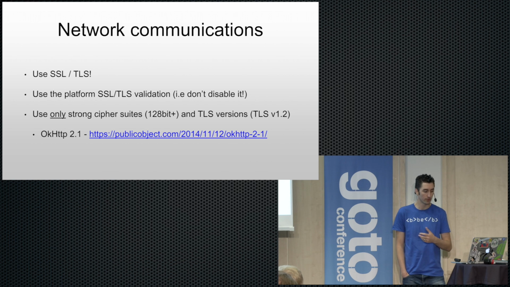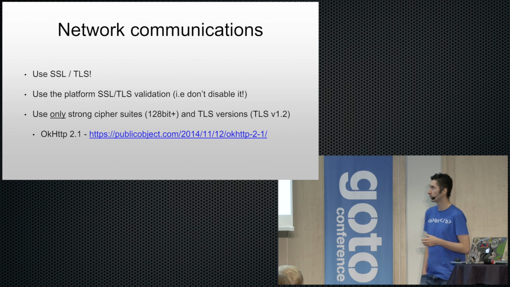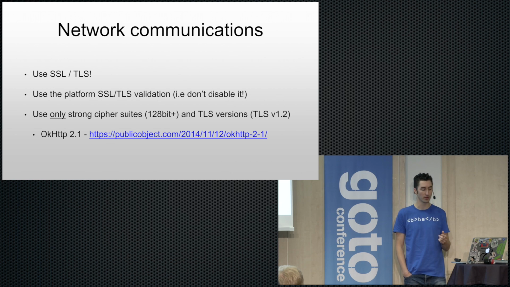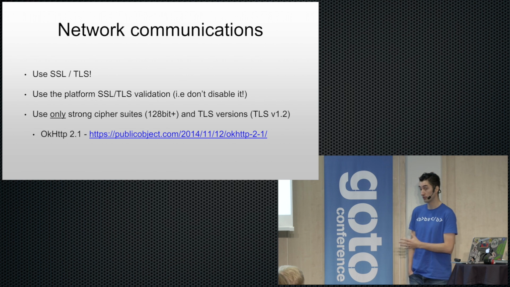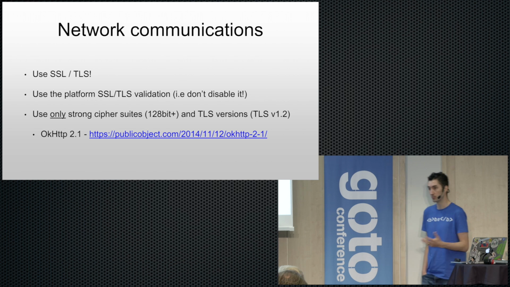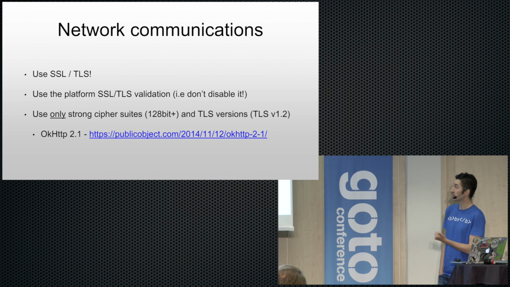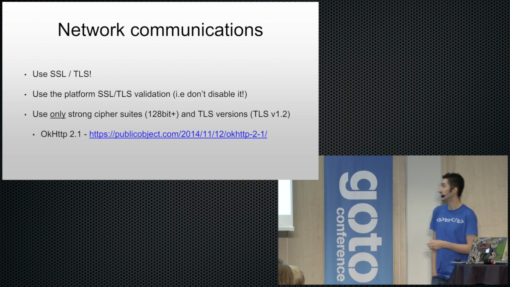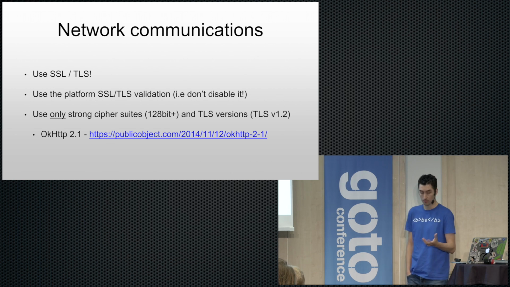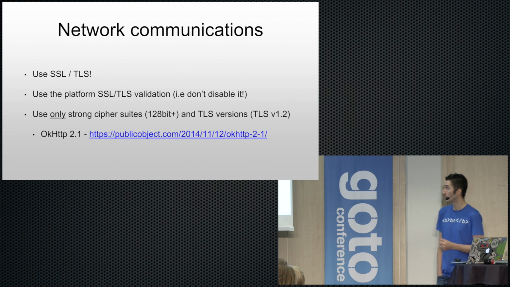I thought I'd start with strengthening network communications, because pretty much every app that I've written has some kind of online component. It almost goes without saying, but using SSL and TLS for all your network communications should be a default. I really like the fact that in iOS 9 they've made that mandatory, and you have to opt out of that. And I hope the next version of Android comes with something similar.